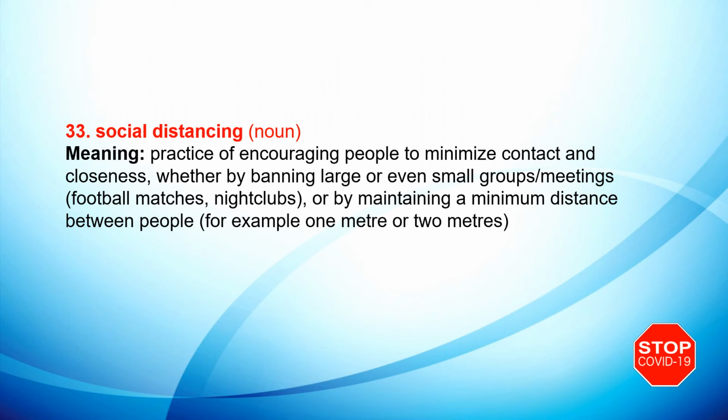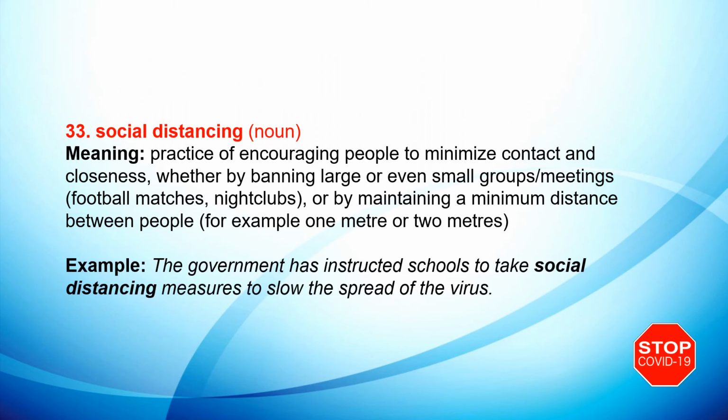Number 33, social distancing. Social distancing as a noun, meaning practice of encouraging people to minimize contact and closeness, whether by banning large or even small group meetings, football matches, nightclubs, or by maintaining a minimum distance between people, for example, 1 meter or 2 meters. For example, the government has instructed schools to take social distancing measures to slow the spread of the virus.